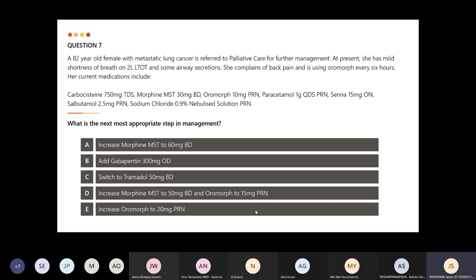Okay, so well done to the majority of you. So the answer here is to increase her modified release morphine and to increase her Oramorph as well. And we'll go through the answer.